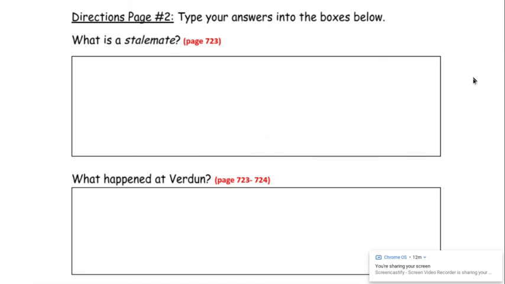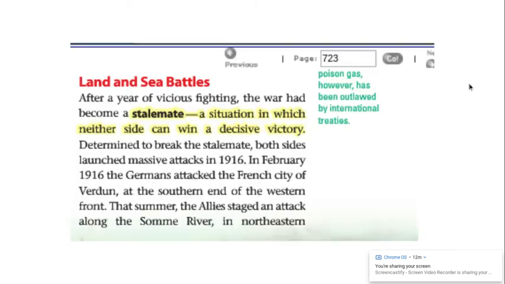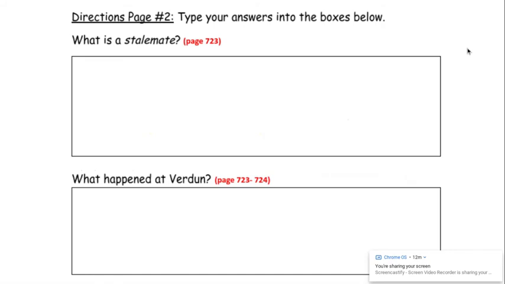Okay, next question. What is a stalemate? We need page 723 in the book. This definition is pretty straightforward. There's not a whole lot more you can say. After a year of vicious fighting, the war had become a stalemate, a situation in which neither side can win a decisive victory.